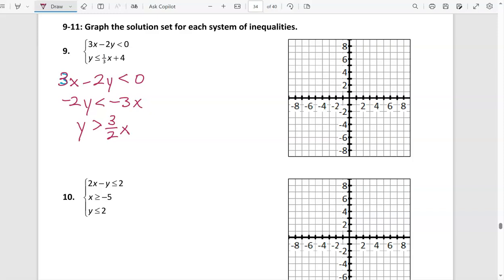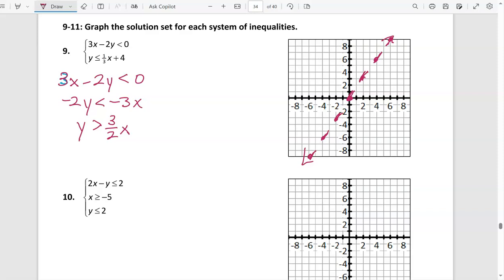The boundary line has a y-intercept of 0 and a slope of 3/2. So I'm going to mark off some points that lie on that line. That line is dashed because there is not an or equal to, so the solution does not include the line, only the points on one side of the line.